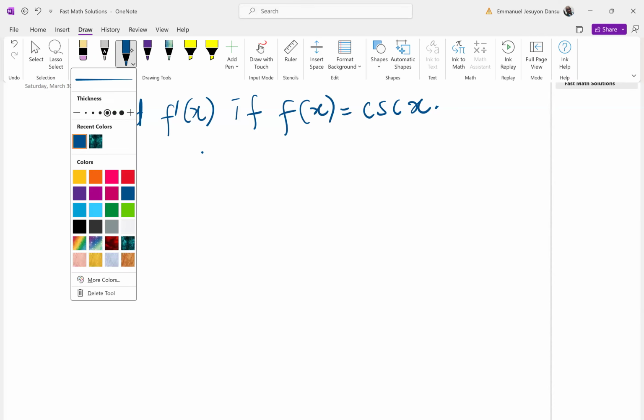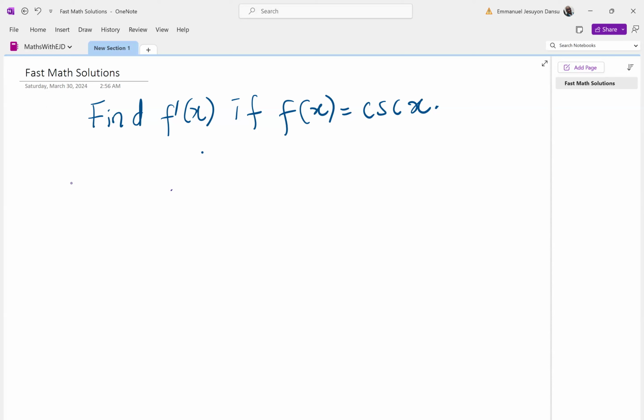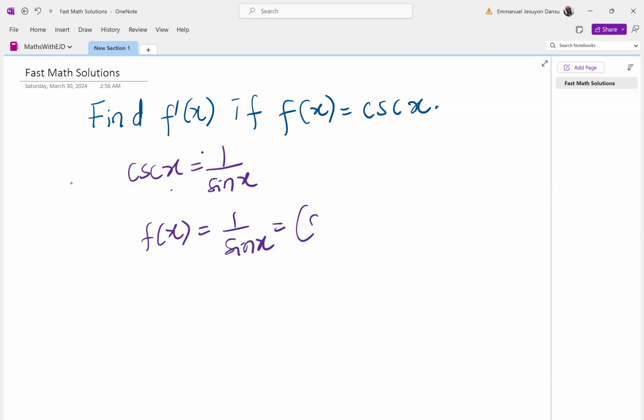Okay, so of course, the first thing you want to take care of is the idea of cosec x. What is cosec x? First of all, you need to understand that cosec x is the same thing as the reciprocal of sine x. So it means that here we're talking about f of x being the same as 1 over sine x, and that is the same thing as sine x raised to power minus 1.